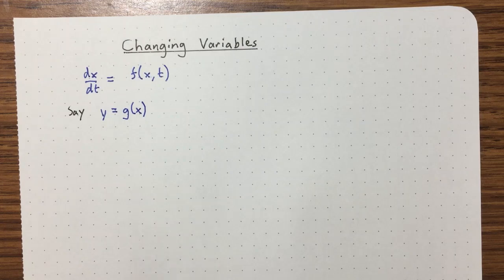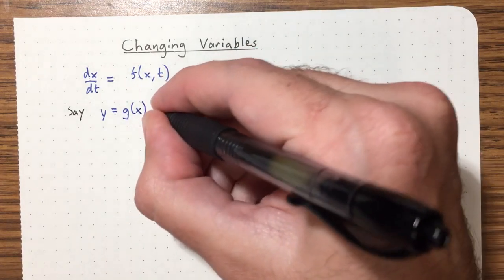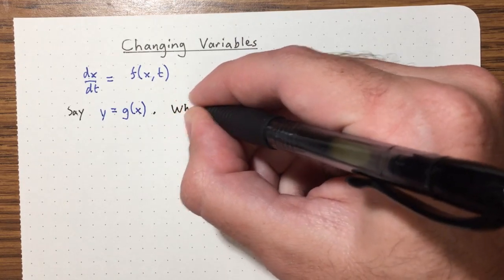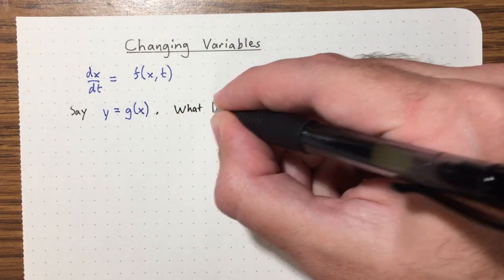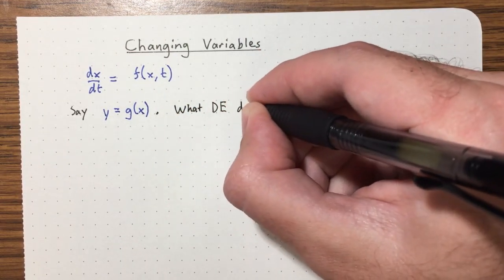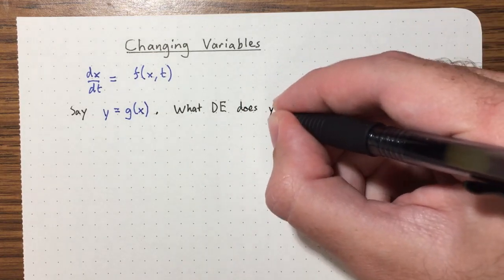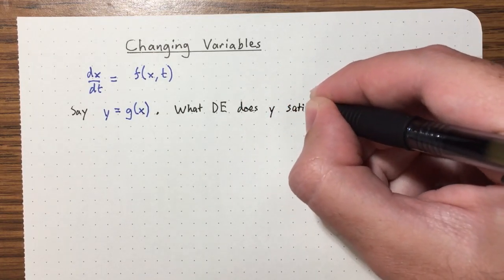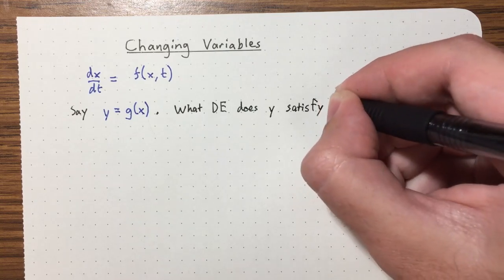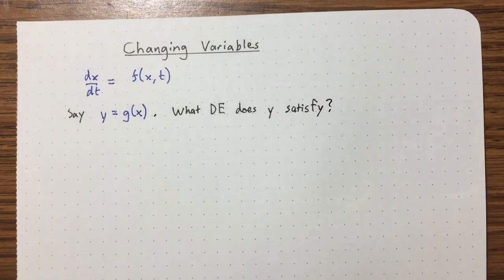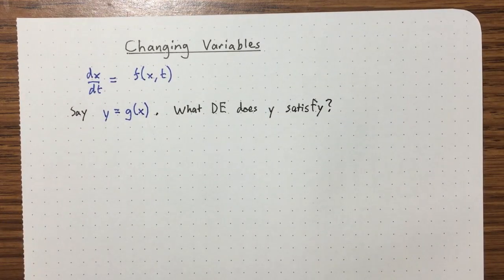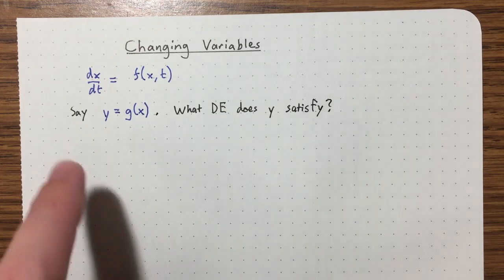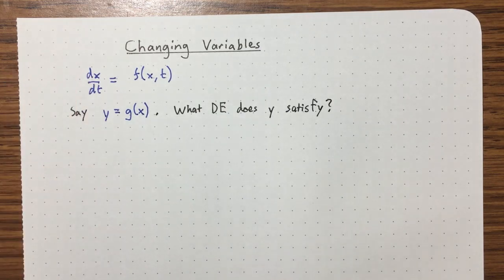And so we can ask the question, what differential equation does y satisfy? And that's the idea of changing variables in a differential equation. We're changing from the variable x to the variable y. And potentially we can get a differential equation in y that's going to be easier to solve.